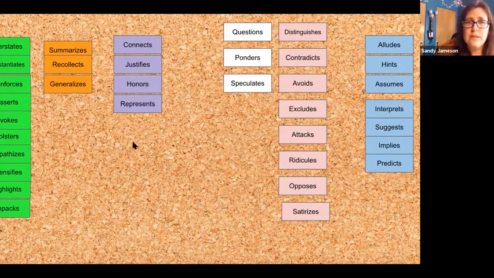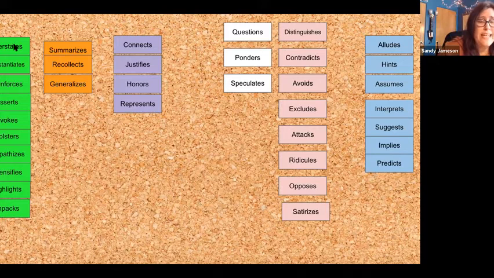You might have noticed that this little category here in white, questions, ponders, speculates, those are all verbs that have to do with not being sure of something. An author might do those things if he is making some guesses. You might notice that these over here, alludes, hints, assumes, interprets, suggests, implies, predicts, are all verbs that get at the author not coming right out and saying for sure, but relying on the audience to make the connections.